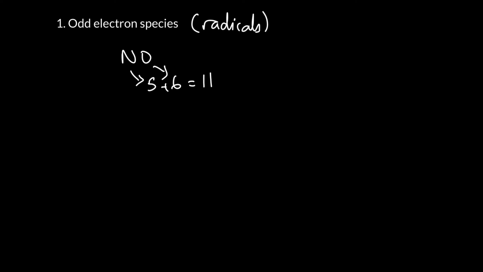So let's look at some exceptions to the octet rule. Odd electron species are otherwise known as radicals, and these are species where it's impossible to pair all the electrons. The classic example is something like nitric oxide, NO. Nitrogen is in group 5 and oxygen is in group 6, so you've got 11 electrons, so it's impossible to pair these up.